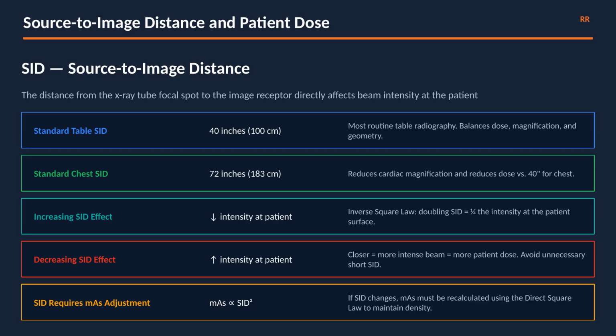Increasing SID requires more MAS to maintain detector dose by the inverse square law. Increased MAS means increased patient dose. For routine examinations, use the standardized SID for that projection. Never use a shorter SID than indicated. A closer tube means higher patient dose without clinical benefit.